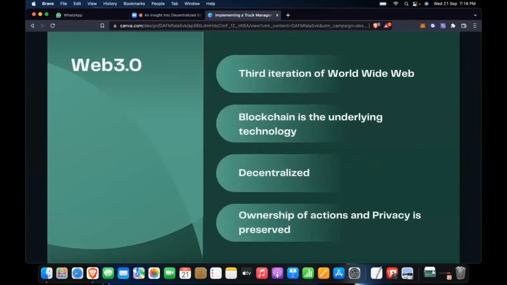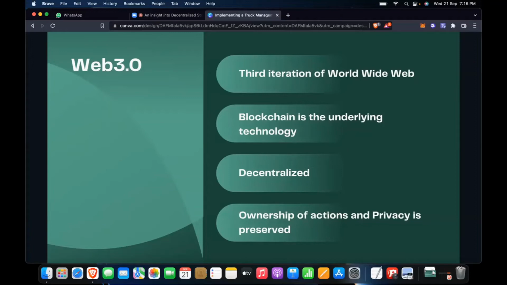So now moving on to what is Web 3.0. Web 3.0 is the third iteration of the World Wide Web. Everything which we discussed is based on the web. The data which is being collected by us, our actions and operations which we do, are based on the World Wide Web. So it's the need to discuss Web 3.0, which is the latest iteration.